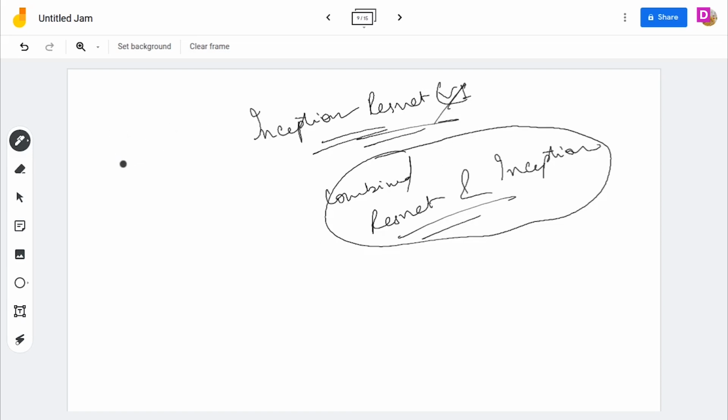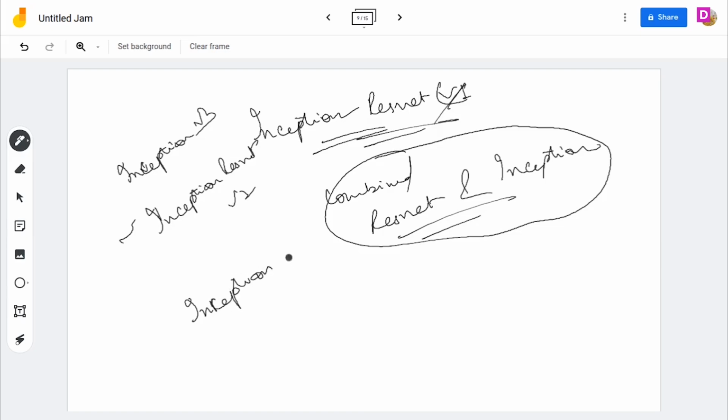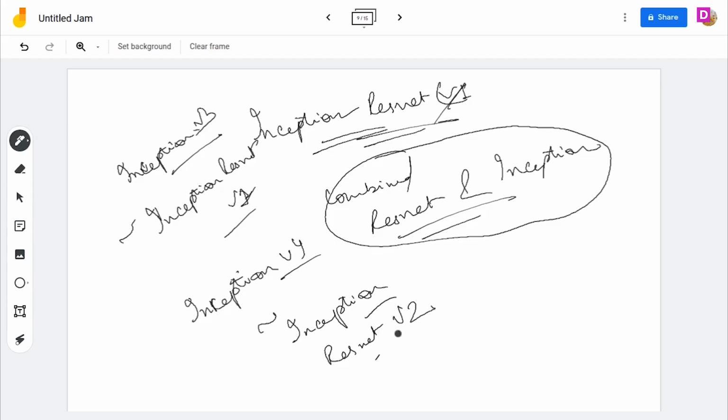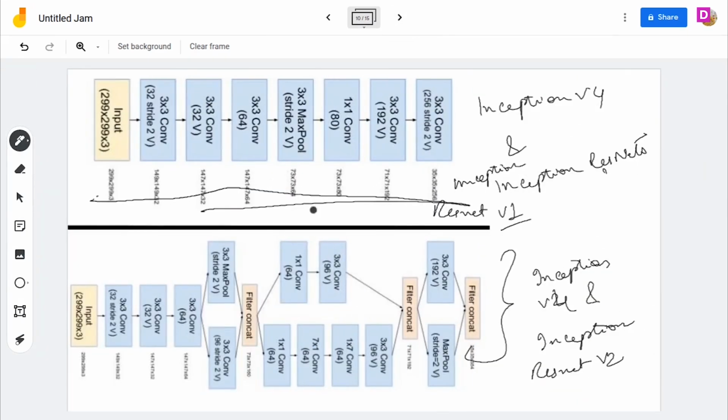Okay, so what I was saying is, Inception v3 is very similar, the stem things are very similar, to Inception ResNet v1, and Inception v4 is very similar to Inception ResNet v2. So this was v1. Inception v3 is very similar to Inception ResNet v1, and Inception v4 is very similar to Inception ResNet v2. So this is basically the stem structure of Inception ResNet v1, and this is the stem structure of Inception v4 and Inception ResNet v2.